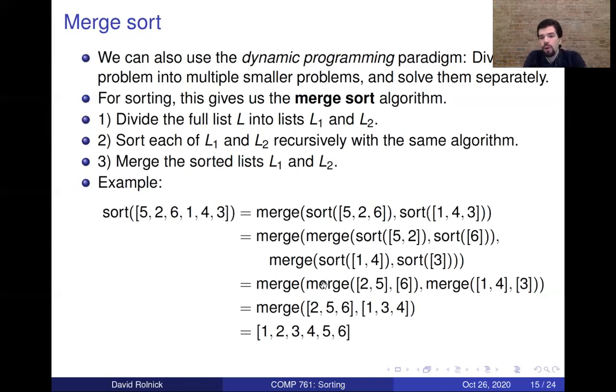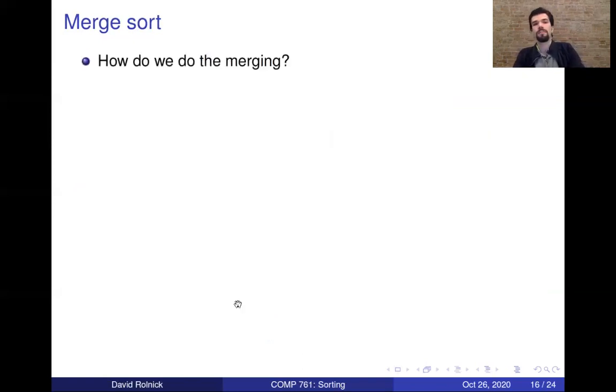So we have merge of 2, 5, and 6, and then merge of here 1, 4, and 3. So we have 2, 5, 6, and 1, 3, 4, and we're merging those, and then we end up with 1, 2, 3, 4, 5, 6. Now, it remains to be seen exactly how we're doing this merging, because I haven't said how we merge 2, 5, 6, and 1, 3, 4. So let's talk about that now. How do we do the merging?